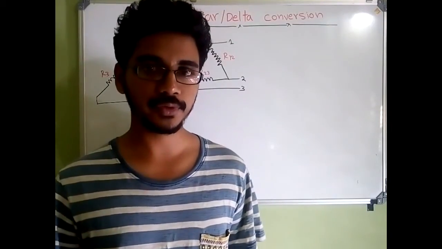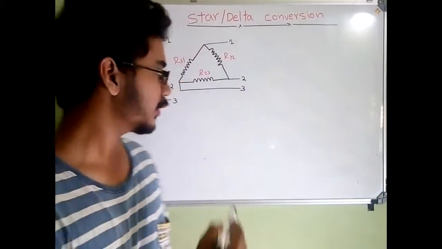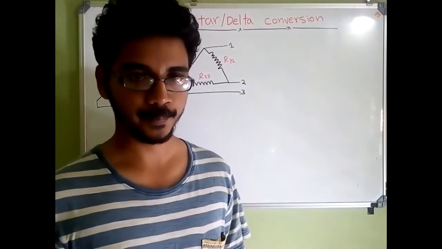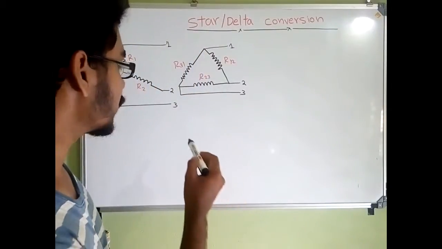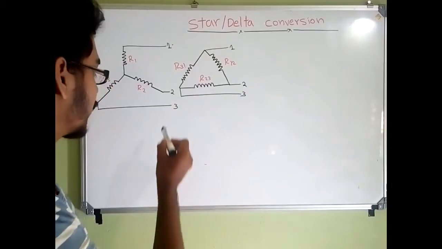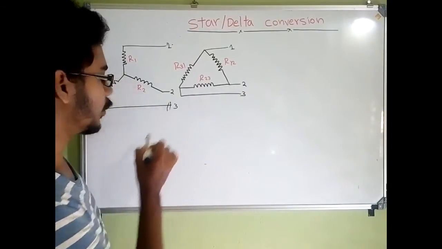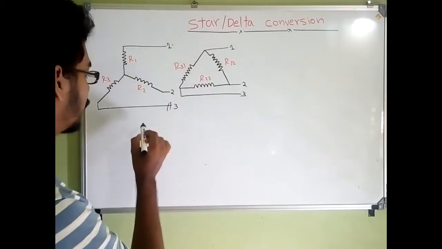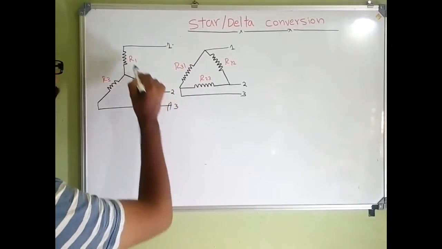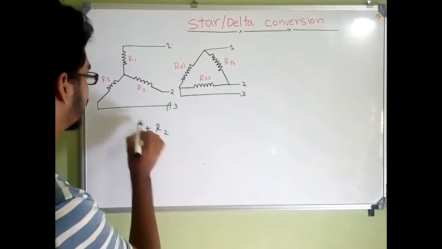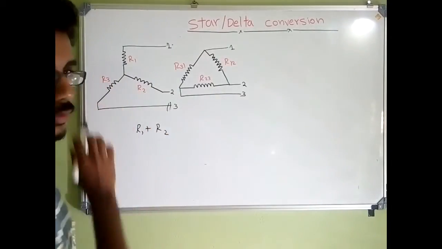Now we are going to discuss how can we obtain star equivalent of delta and delta equivalent of star. For that, let's consider resistance between this terminal 1 and 2 in star by considering this third terminal as open circuited. So in that case, the resistance between 1 and 2 is nothing but the sum of the resistance, that is R1 plus R2. Since this is open circuited, it will not count.